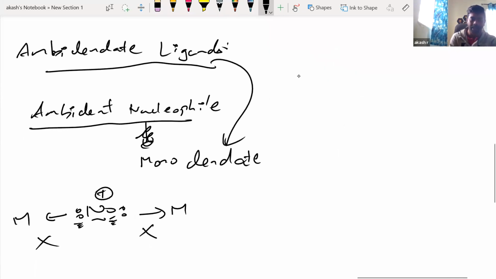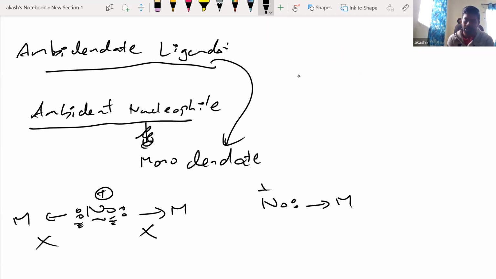Either you can have NO with oxygen donating to the metal, or you can have NO with nitrogen donating to the metal. These are the only possibilities. You cannot have both of them donating at the same time. That is not possible. We have a lone pair on each, but only either nitrogen or oxygen will be able to donate. These kinds of ligands are what are called ambidentate ligands.